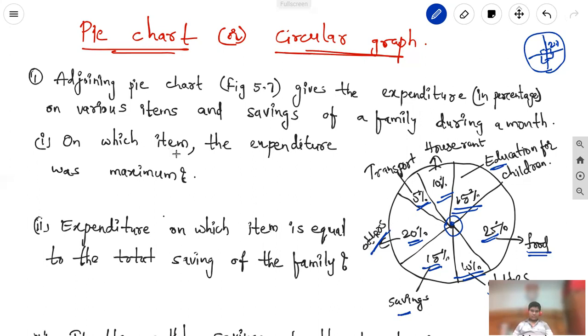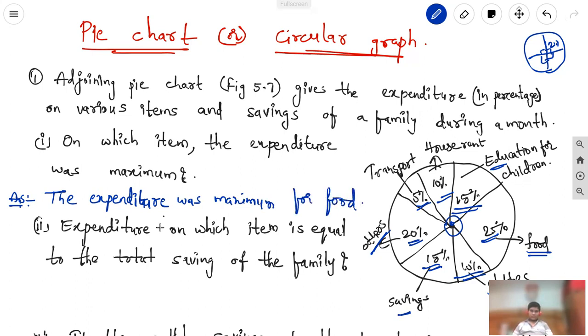Here, on which item was the expenditure maximum? That is the question. In this, we observe in which item it is maximum: 25 percentage expenditure is for food. The maximum expenditure is the food. The expenditure was maximum for food. Okay, that is the first question answer.